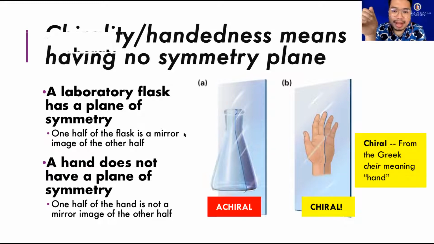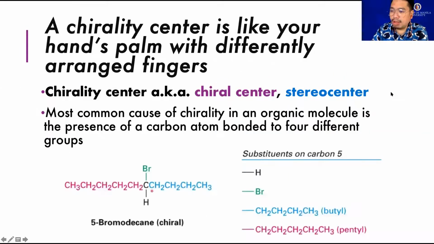Kaya? Di ba? Plane of symmetry? Now, we said that one of the main reasons, but not the only reason, why chirality exists or how it can exist in a molecule is by having an sp3 carbon that's bonded to four different groups. And we said that it does not have to be four different atoms.